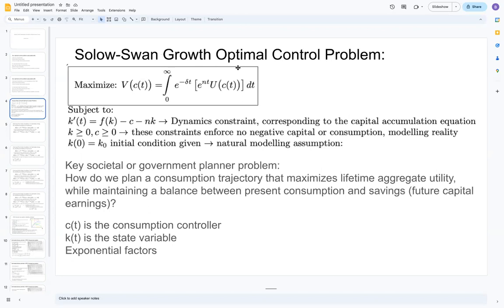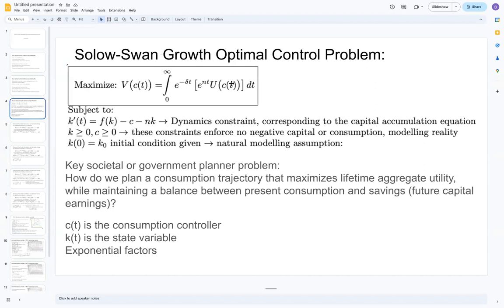So the Solow-Swan growth optimal control problem is as follows. We'd like to maximize this functional, which represents a time integral, the total happiness level of society throughout all time, throughout the entire population. We would like to maximize the total happiness level of society as the benevolent societal or governmental planner by choosing a consumption trajectory that contributes to the happiness level.